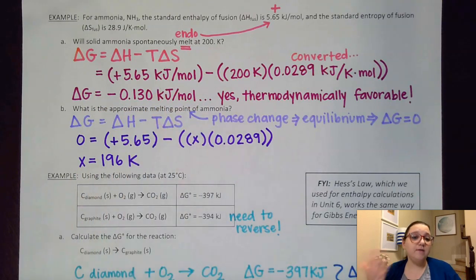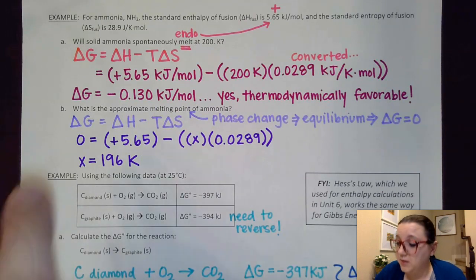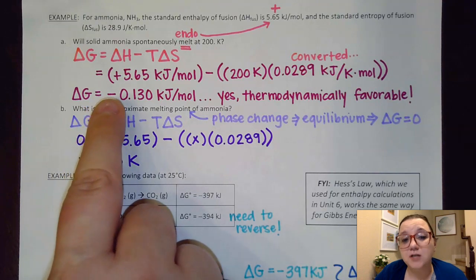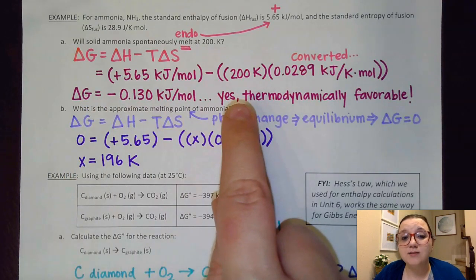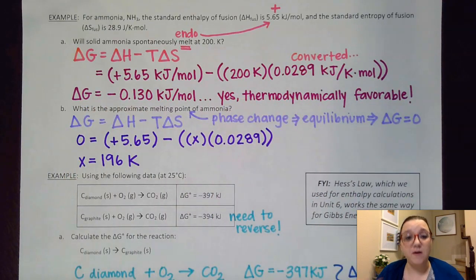And this is of a phase change, but it works just the same way as I did for a reaction. This being a negative value here for delta G, that means this process was thermodynamically favorable. That ammonia will melt at 200 Kelvin.